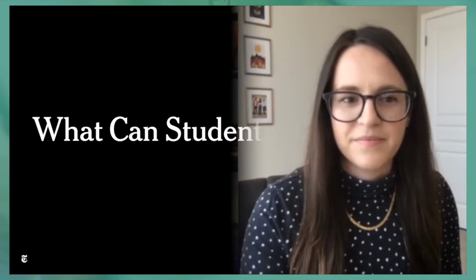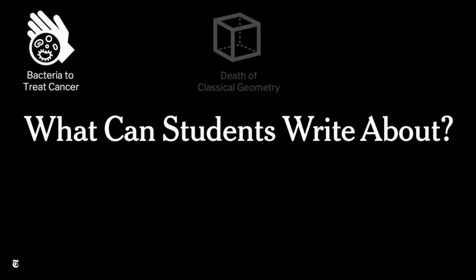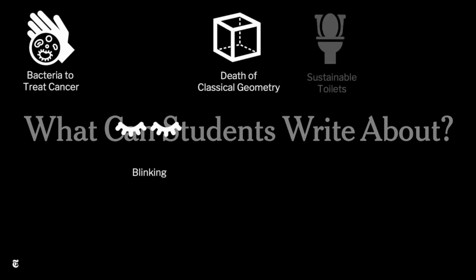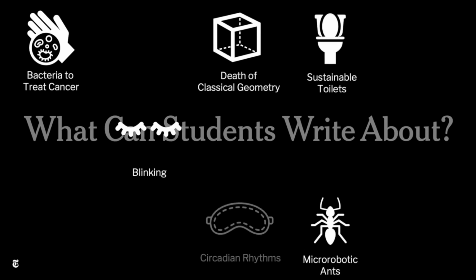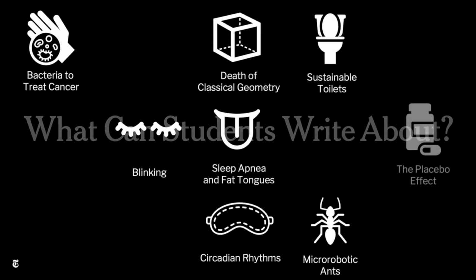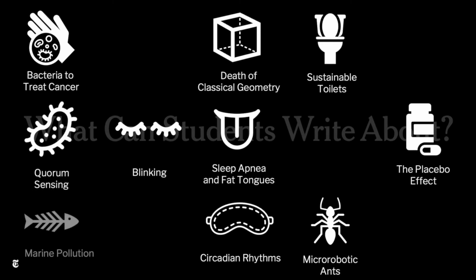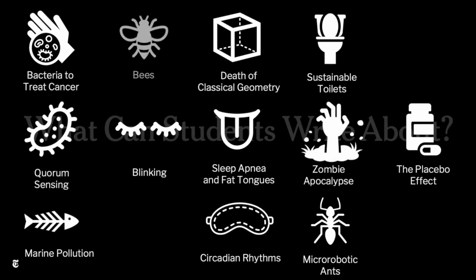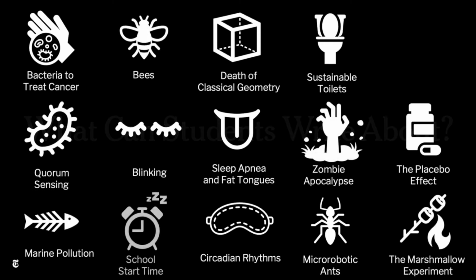So can you talk a little bit, Natalie, about what students can write about? So there's a lot of opportunity. Students wrote about the bacteria to treat cancer, the science of blinking, sustainable toilets, the circadian rhythm, the placebo effect, marine pollution, and even psychological studies like the Dunning-Kruger effect. So you can see there's a lot of opportunity for students to really choose something they're interested in.